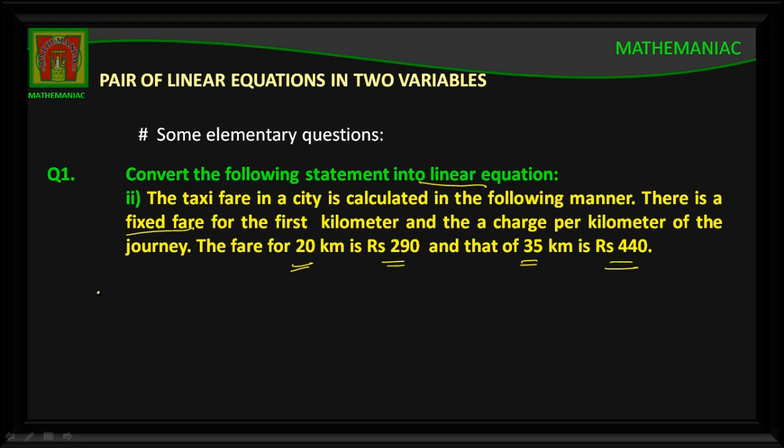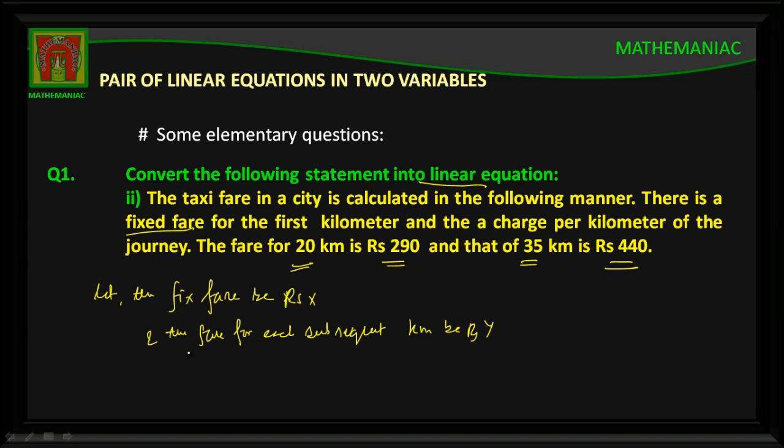So first of all, you need to know what the two quantities are that you do not know here. One, the fixed fare, and another, the charge per subsequent kilometer, right? So let us write that. Let the fixed fare for the first kilometer be rupees X, and the fare for subsequent kilometers be rupees Y.